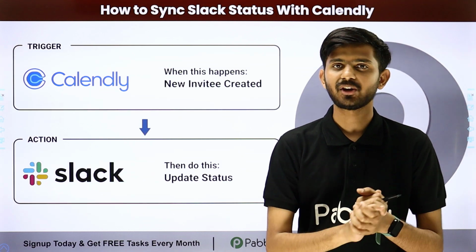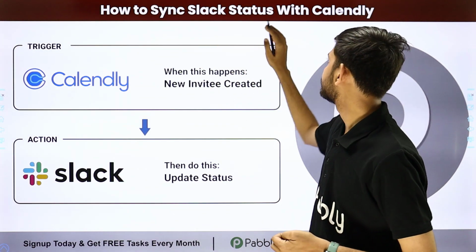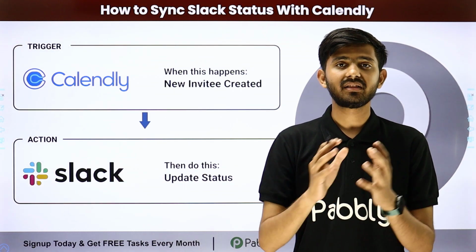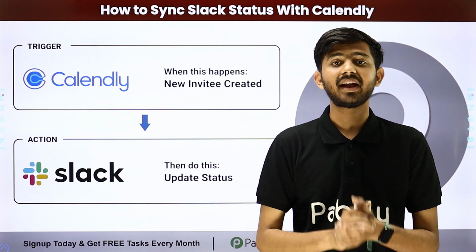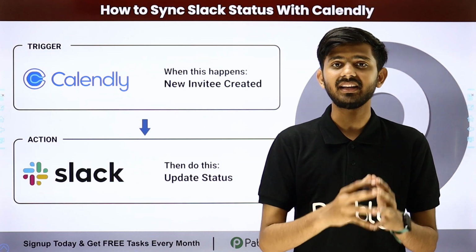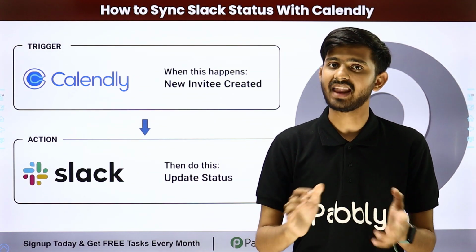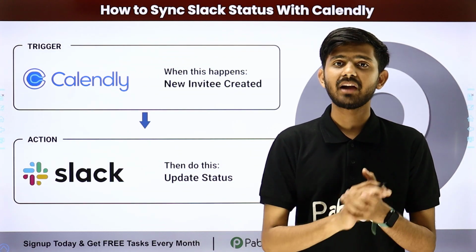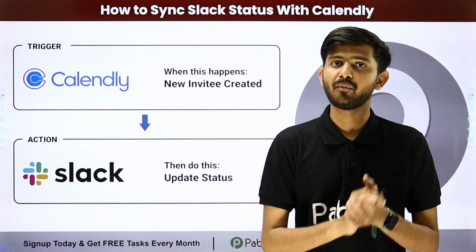Hello everyone, today our topic is how to sync Slack status with Calendly. So here my objective is that whenever a new invitee is created in Calendly, then automatically I want to use these details of the invitee and I want to update my status on Slack. So suppose I have an invitee created for a meeting, then automatically I want to update my status on Slack that I am on a meeting.